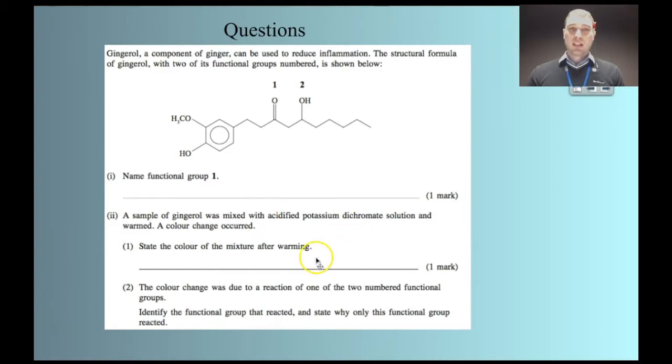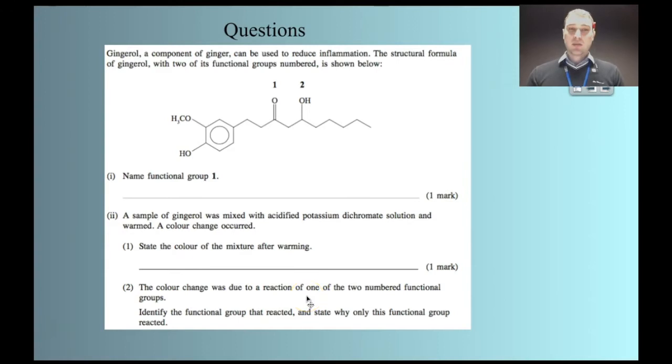Question 2, state the color. A sample of gingerol was mixed with acidified dichromate solution and warmed. A color change occurred. State the color of the mixture after warming. So acidified potassium dichromate will react with primary or secondary alcohols. Now if we have a look here, we can see this is number 2 here, that's a secondary alcohol group, so that means we're going to get a color change. So the color of the mixture after warming will be green. So the color changes from orange to green, but the mixture after warming will be green.